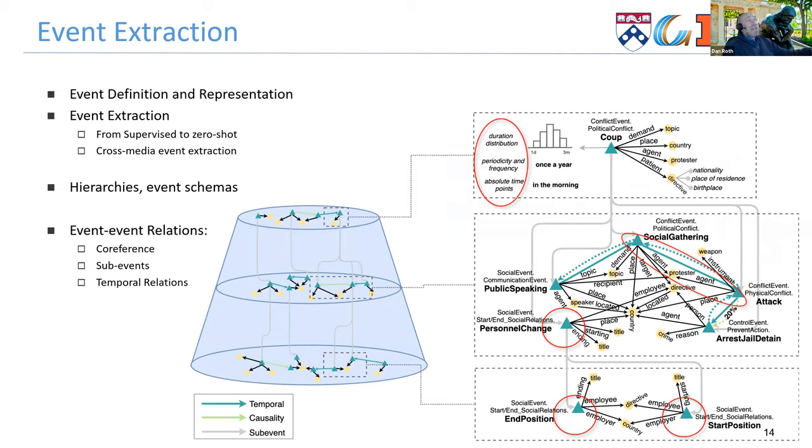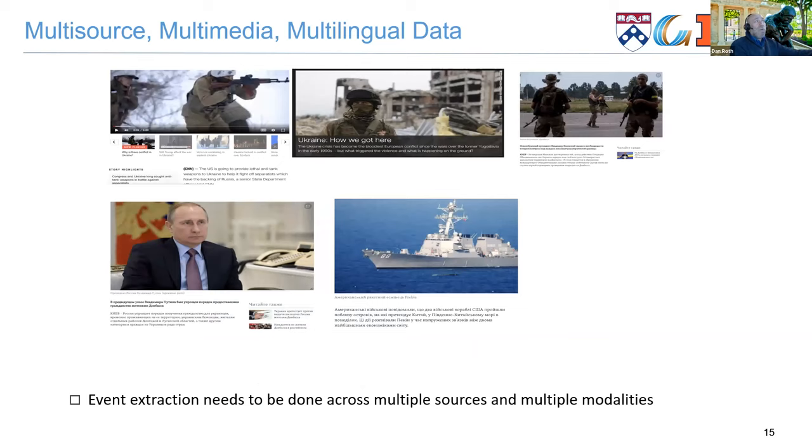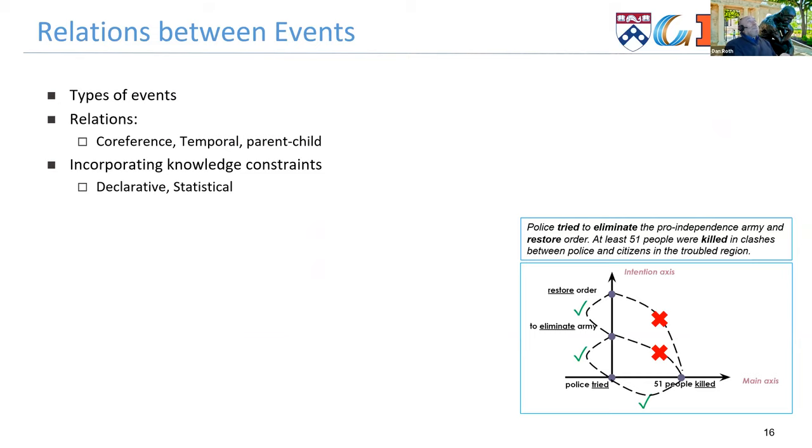We want to think about all the types of relations, for example, associating with events their duration, their frequency, perhaps their absolute typical time, and so on. And we want to do this not only from text, because quite often images or videos even shed a lot of insight on events. So we are also going to think about event extraction in the multimodal scene. A lot of the work that will be presented has to do with relations between events.